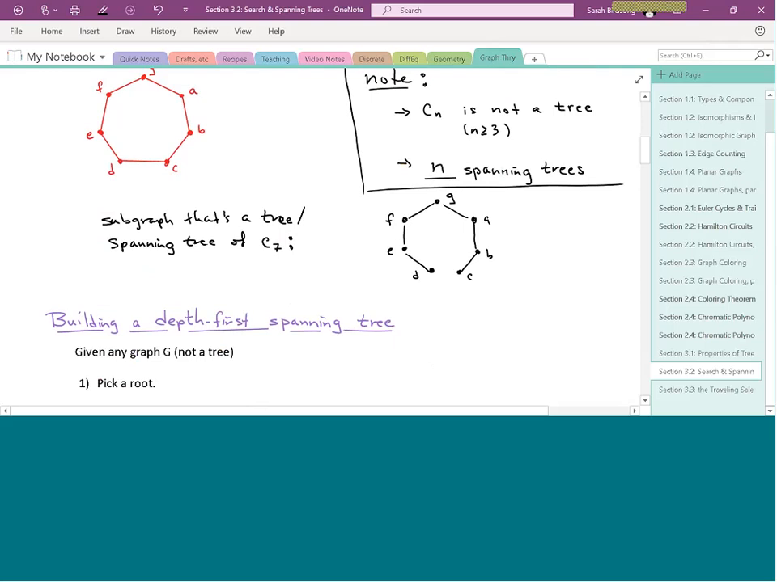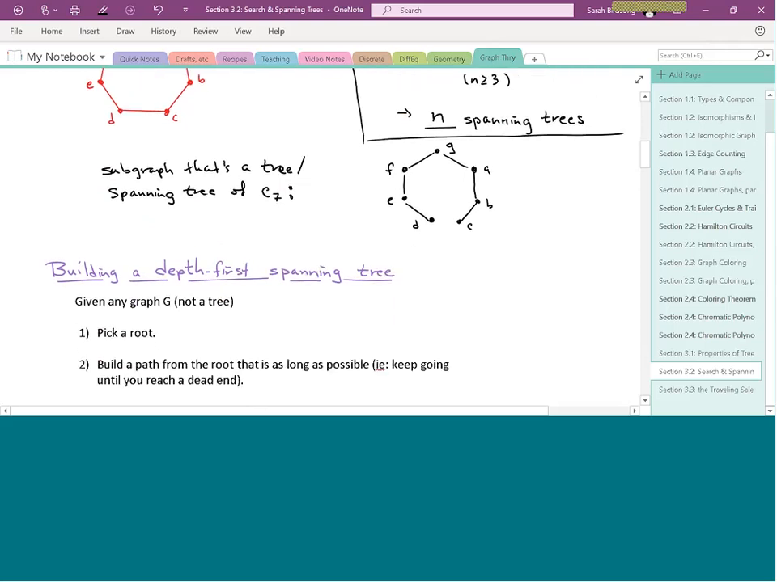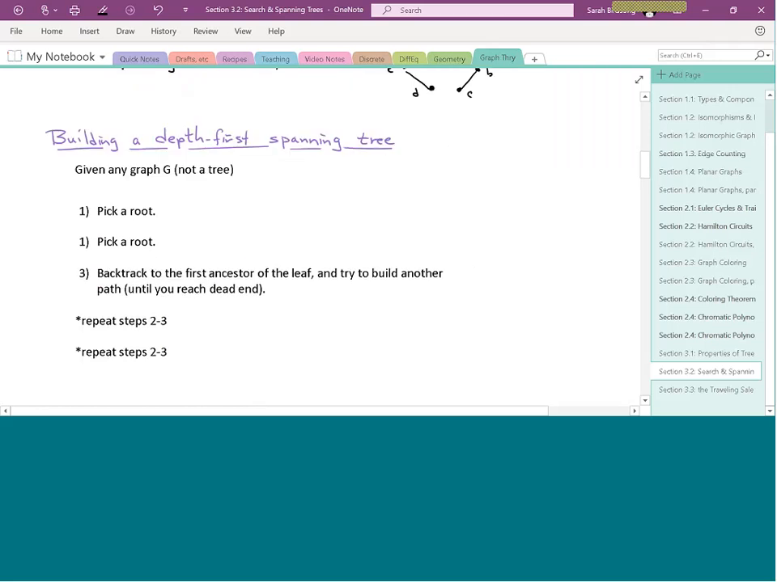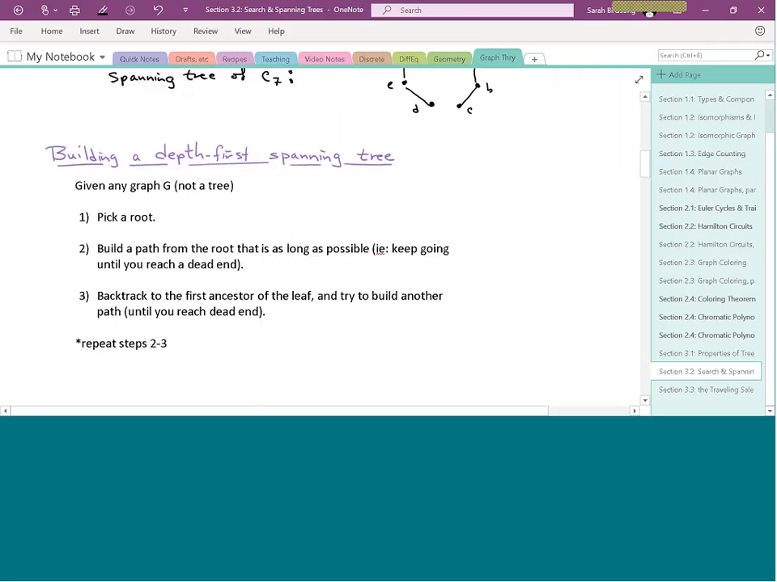So we're going to start with a depth-first spanning tree, and this talks about how you actually find the spanning tree given an arbitrary graph. Now, the assumption here is that the graph that you're given is not originally a tree. It's some non-tree graph, so you have at least one circuit in the graph. You have at least one subgraph that's one of those cycle graphs. So you start off, you're given any graph G that's not a tree.